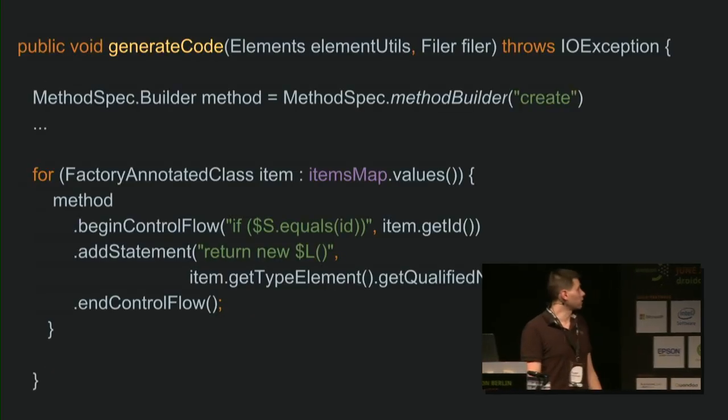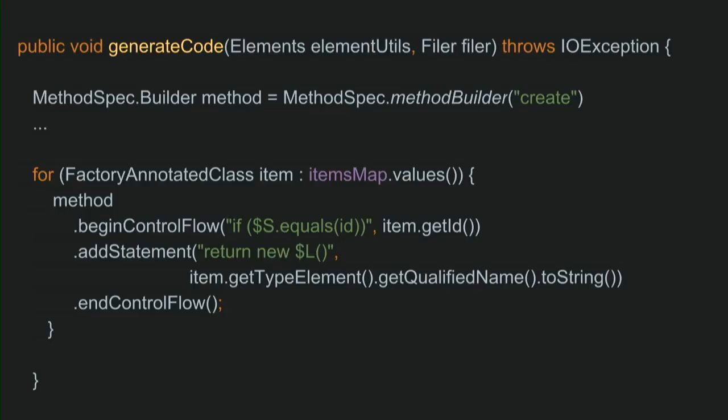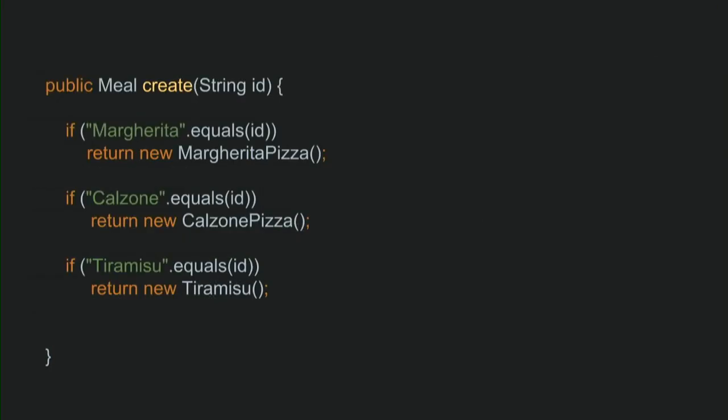Next we iterate over all these factory annotated classes, and we can write some if statements. So $S means string literal, and it's basically just like String.format, but in an enhanced way. It already escapes strings for you, and $L is a plain old literal, and you get that.